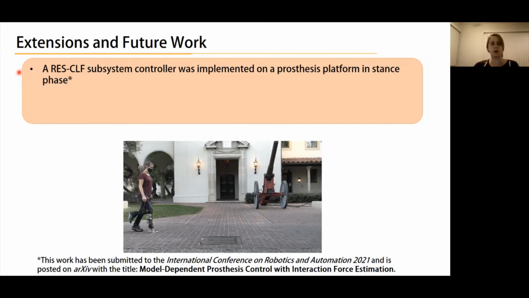This is a controller acting in this simulation video, and the control input is smooth. After this work, we applied this res CLF subsystem controller on a prosthesis platform in the stance phase and achieved stable human prosthesis walking. So this is a model-dependent prosthesis controller accounting for the interaction force from the human. This work has been submitted to ICRA and is posted on arXiv that you can view in the meantime.